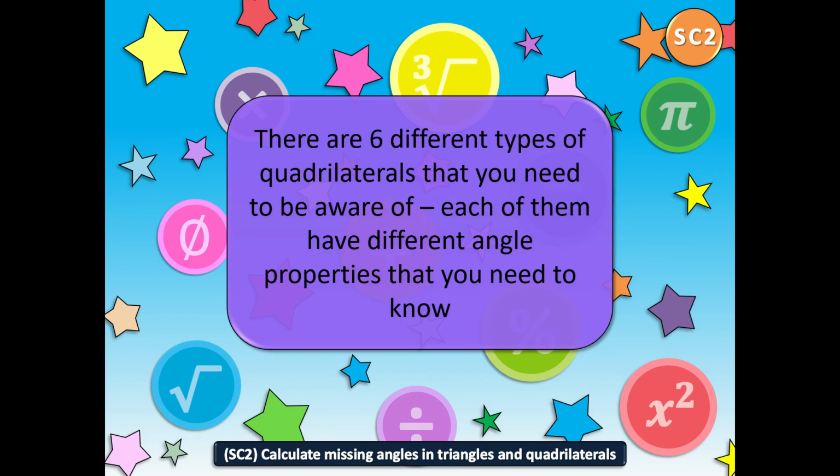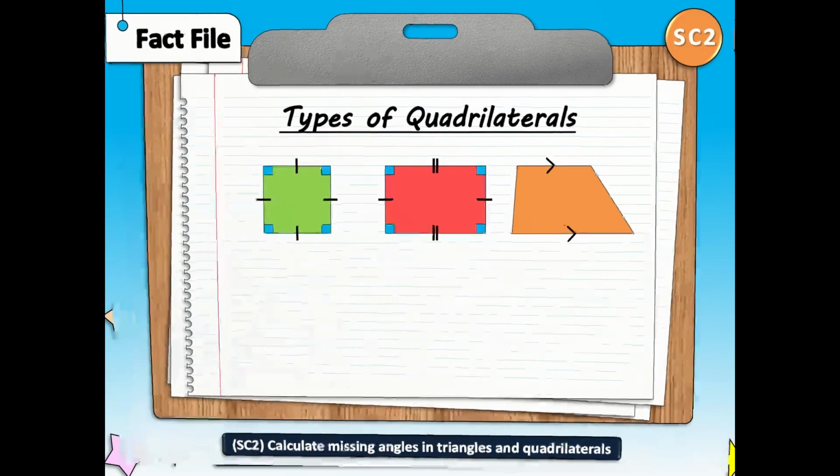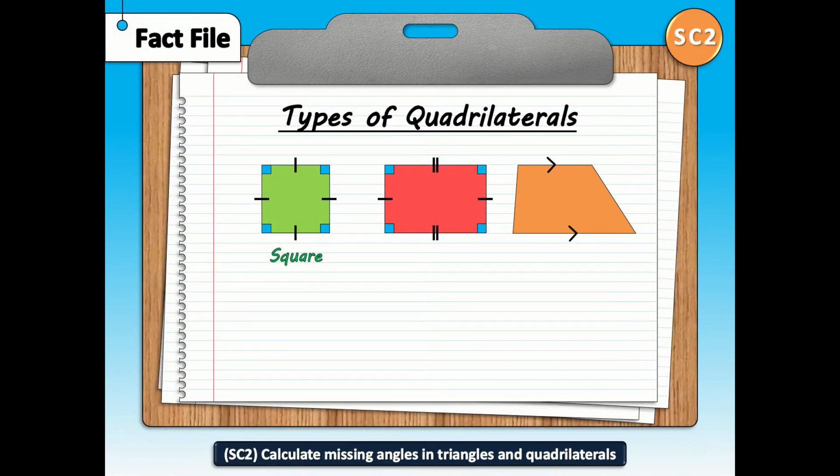There are 6 different types of quadrilaterals that you need to be aware of, and each of them have their own angle properties that you need to know. So there's a square, and that has 4 equal sides and 4 angles of 90 degrees, and it's got 2 pairs of parallel sides.